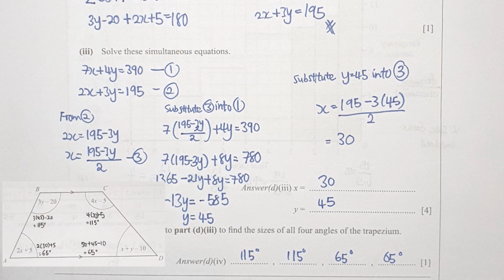Part 4, you're required to run the manual calculation. Attached is the calculation that I did, and the respective values of this trapezium will be 115, 115, 65, and 65.